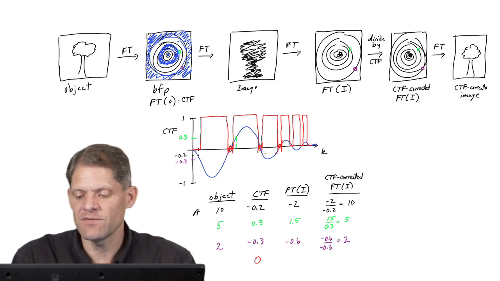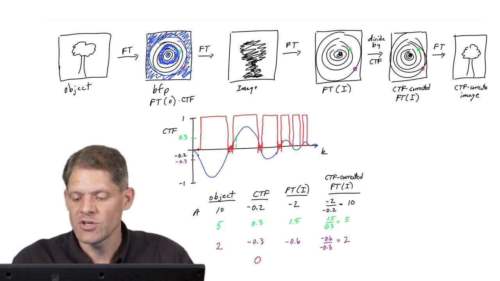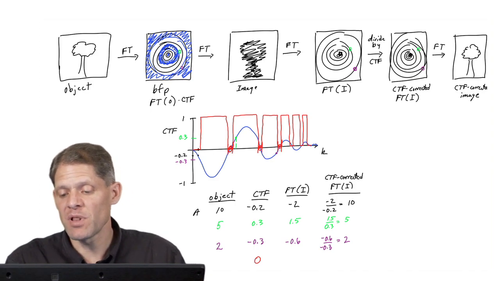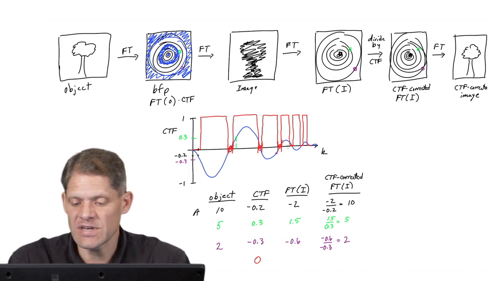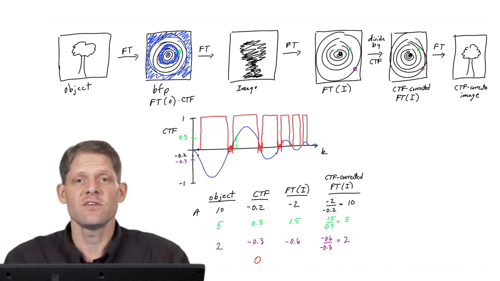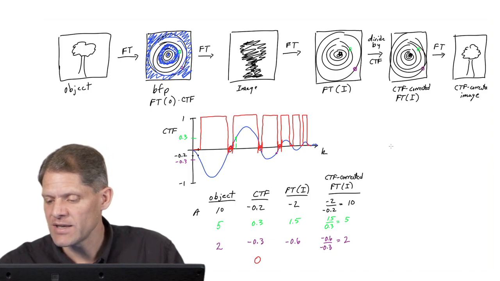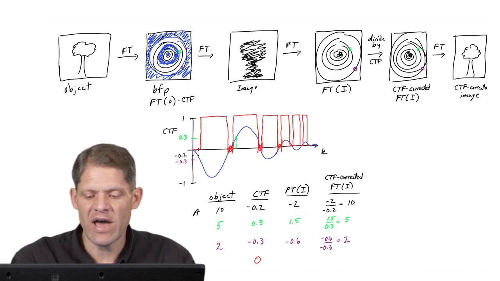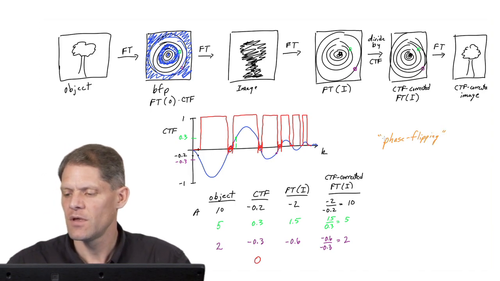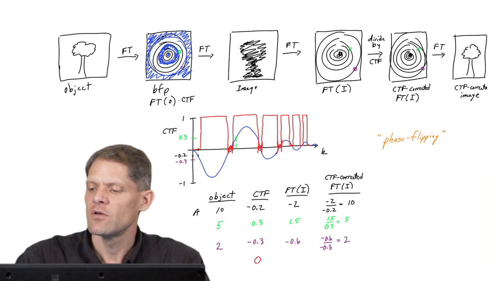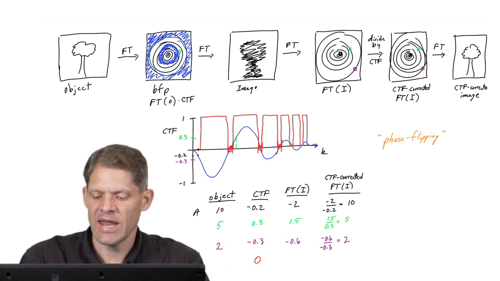In order to prevent division by numbers close to zero, just ignore or multiply by zero the values near any zeros of the CTF. A second way that this has been handled is by, instead of dividing by the actual value of the CTF, simply phase flipping those Fourier components that have negative amplitudes in the CTF.